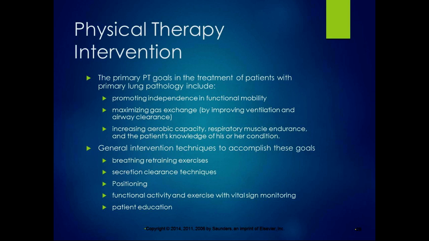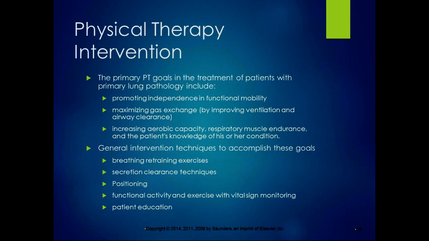So the primary goal of physical therapy in the treatment of patients with lung pathology includes promoting independence and functional mobility. That's the primary goal for physical therapy with a lot of disorders. We want people to be mobile. We want people to be able to get around and do things on their own. We want to maximize gas exchange by improving ventilation and airway clearance. We can do that with positioning, with breathing techniques, with posture training. Lots of different things we can do with that.